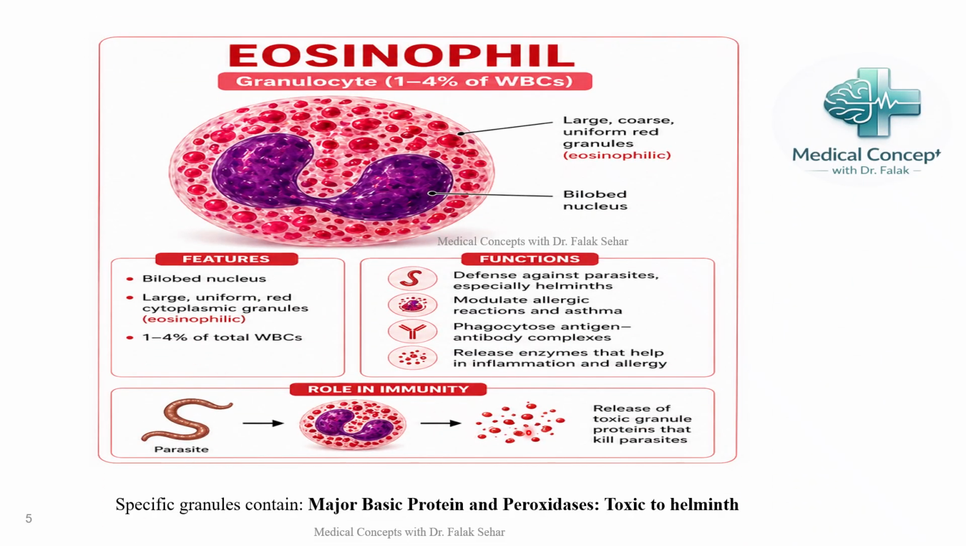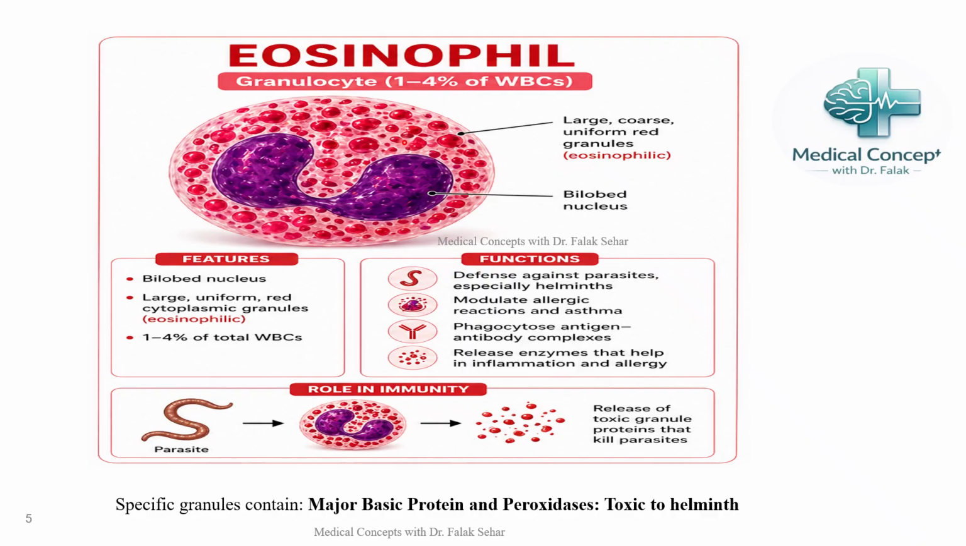Now this slide highlights the eosinophils. These are a type of granulocyte comprising about 1 to 4% of the total white blood cells. Morphologically, they are characterized by bilobed nuclei and large, coarse, uniform cytoplasmic granules. In terms of staining, eosinophils are described as acidophilic cells. Their granules stain intensely with acidic dyes like eosin, giving them a bright red or orange appearance.